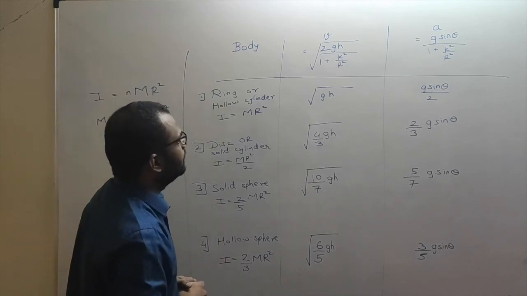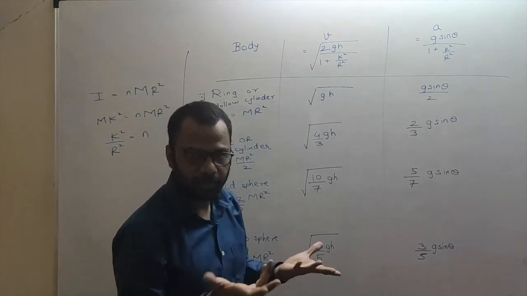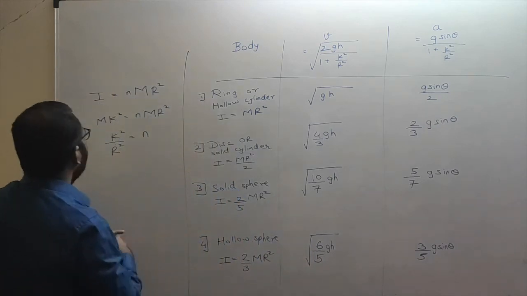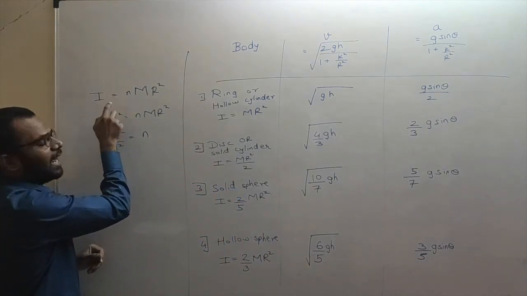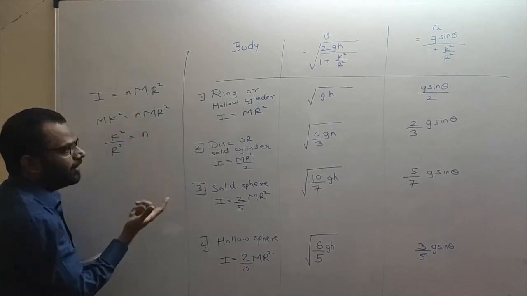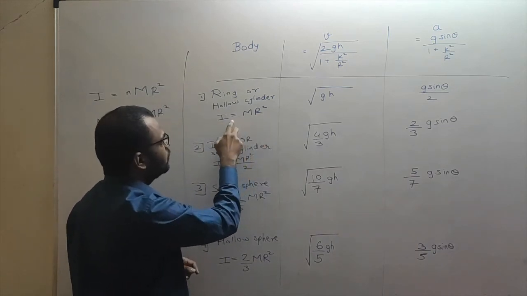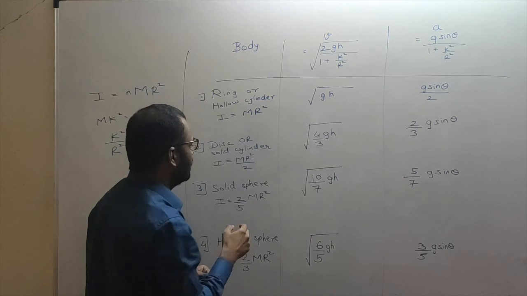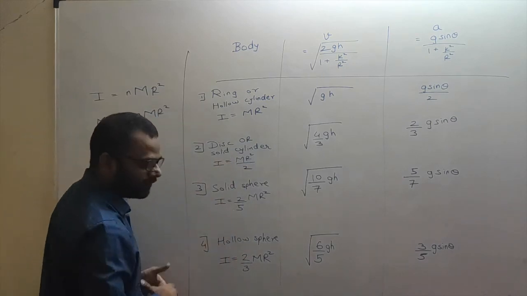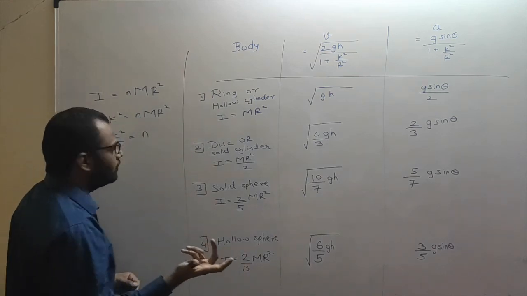So look here, how to remember now to fill up the table so that you can know the formulas for everything. If we write I as n mr square, n can have any value. For ring or hollow cylinder n will be 1. Over here n will be 1 by 2. Over here n will be 2 by 5. Over here n will be 2 by 3. Now see, what is the importance of this n?